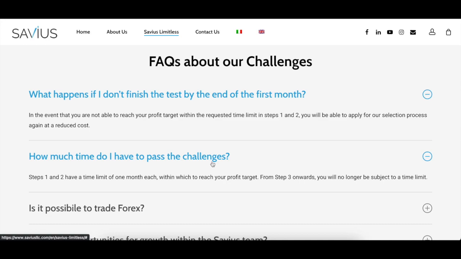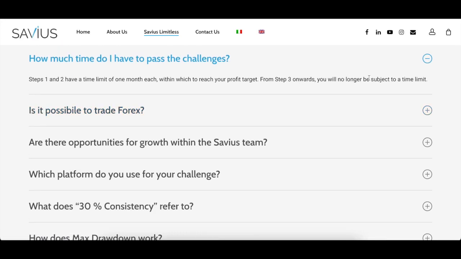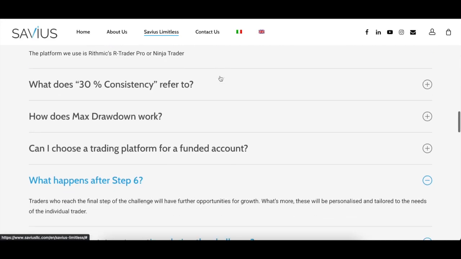So let's keep exploring. How much time do I have to pass the challenge? Step 1 and 2 have a limit of 1 month each. Steps 3 onward, there's no time limit. As far as platforms, they use RTrader Pro or NinjaTrader, so it's kind of like the others. They give you a Rhythmic data feed. You can connect NinjaTrader. They don't list out the others, but I'm going to go out on a limb and say anything you can connect to Rhythmic, you will be able to use.